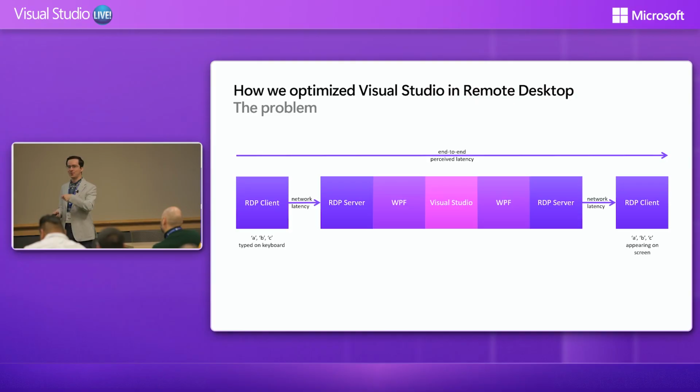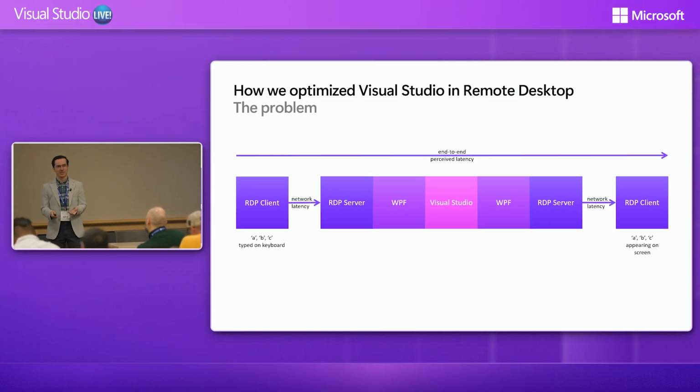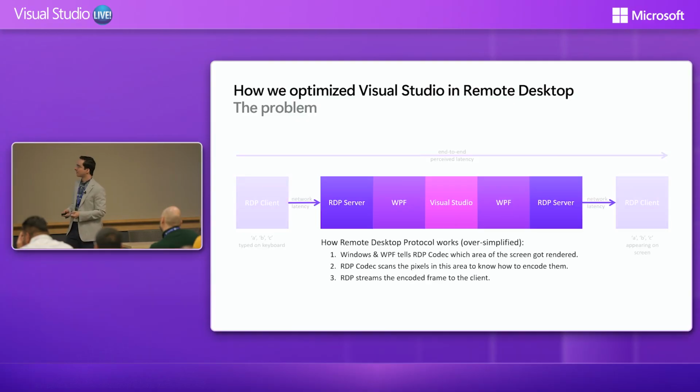So Visual Studio ultimately will handle that, and we'll go through the text buffer, text snapshot, and so on, and we'll render the change into the text view. Now WPF will naturally find out that something has changed and do a render, and then this render will be sent back to you, the client.